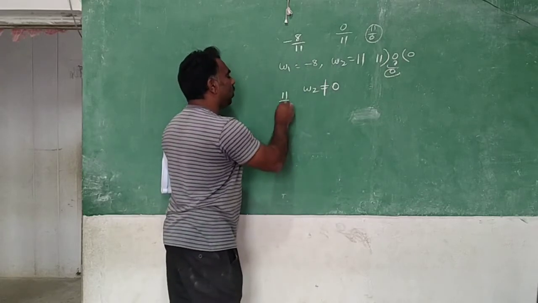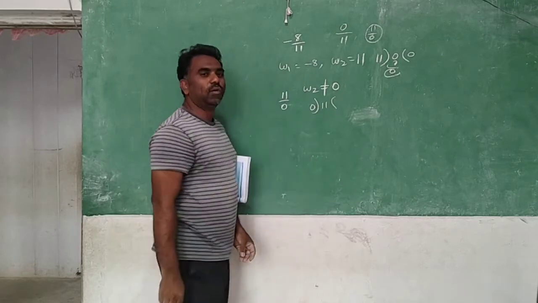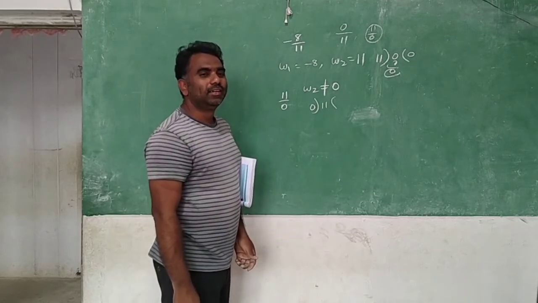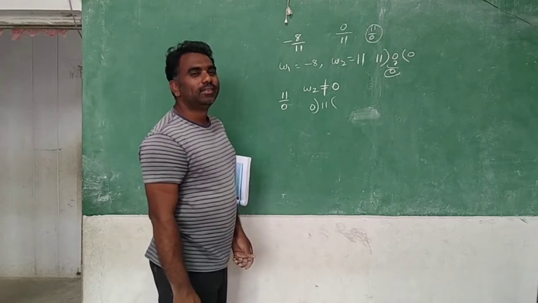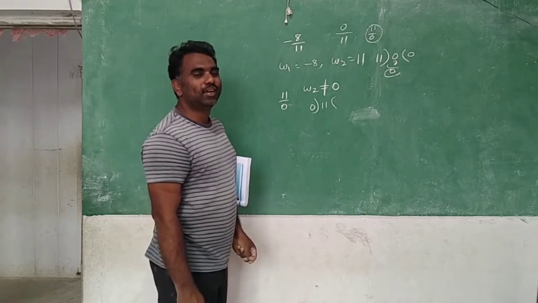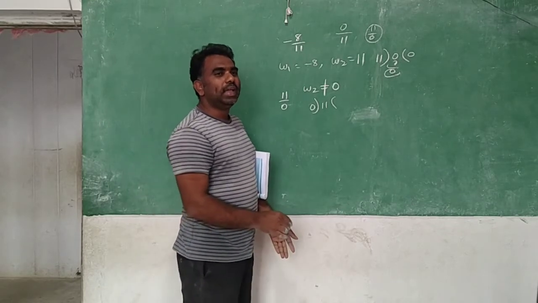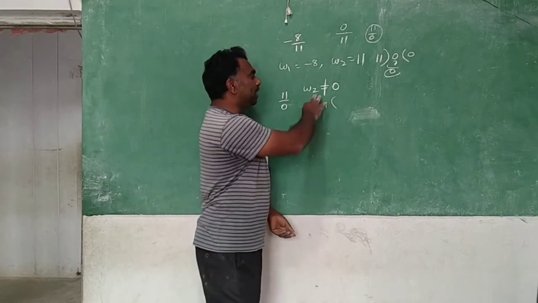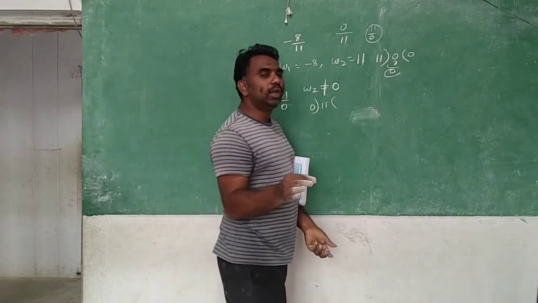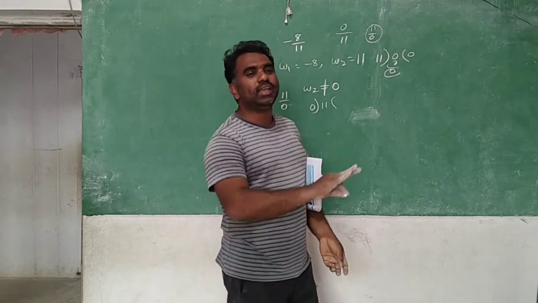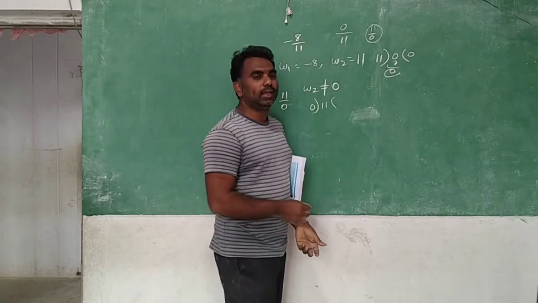Whereas 11 by 0, what should we do? We take 11 and divide it by 0. See, will 11 come in the 0 table? 0 ones are 0, 0 twos are 0, 0 threes are 0. 11 will not come. It's not possible. So that's why in a fraction, the denominator should not become 0. If the denominator is 0, it is not a fraction. It is not a rational number. That is the important thing you need to learn here.